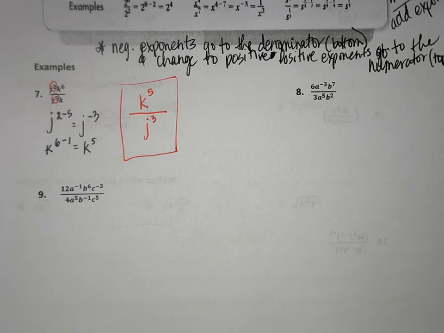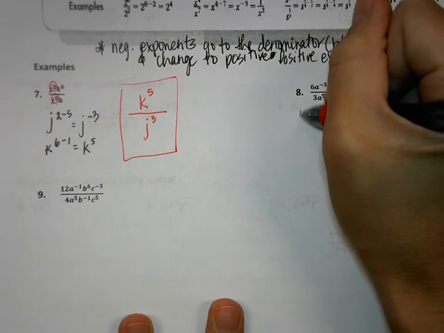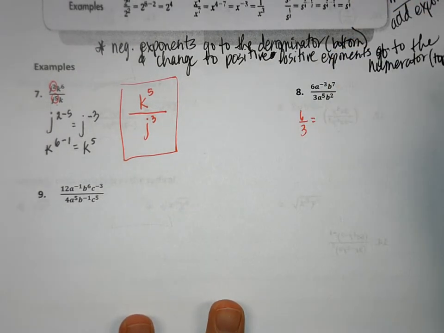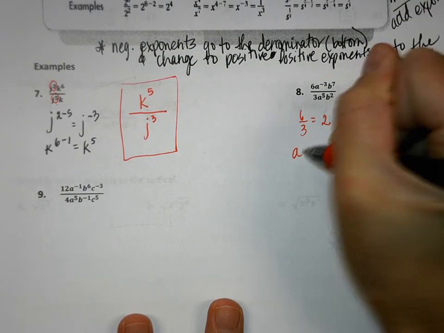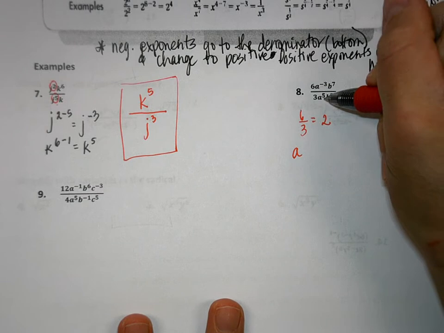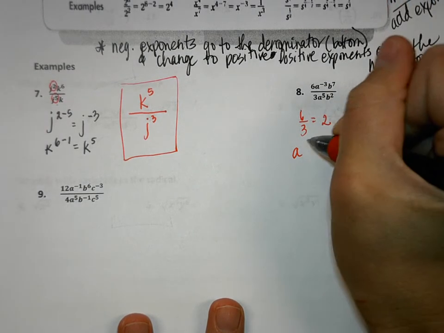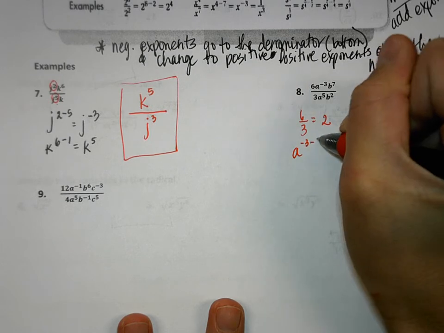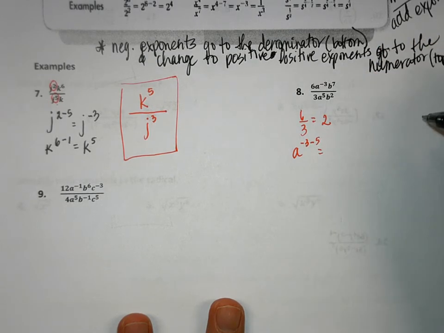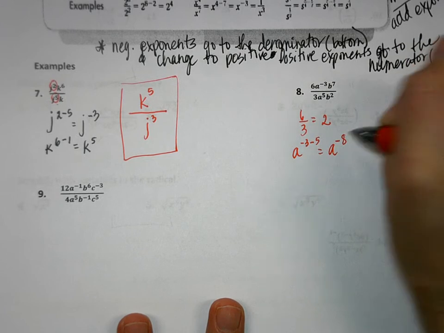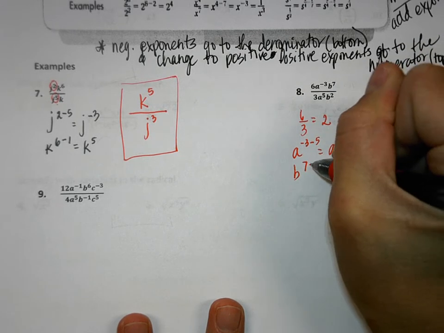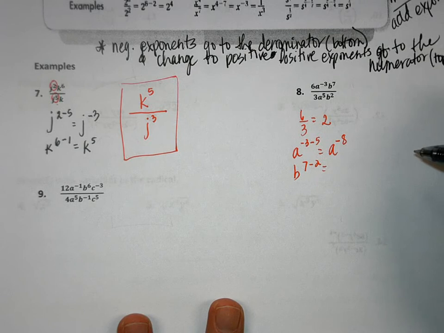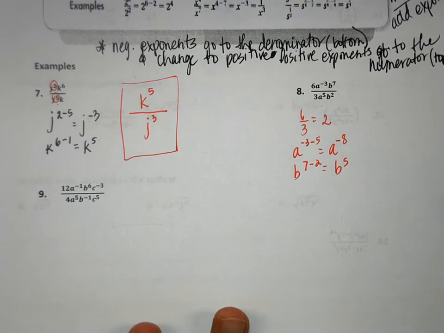So again, I take each piece of the problem separately. So starting with the numbers, we have 6 divided by 3, which will reduce to what? 2. Okay, then we go to our a's. Always start with the top and then subtract the bottom. So that means I'm going to have negative 3 minus 5. And what is negative 3 minus 5? Okay. Then we go to the b's. And I have 7 minus 2, which is 5. Okay. So now we're going to write this.